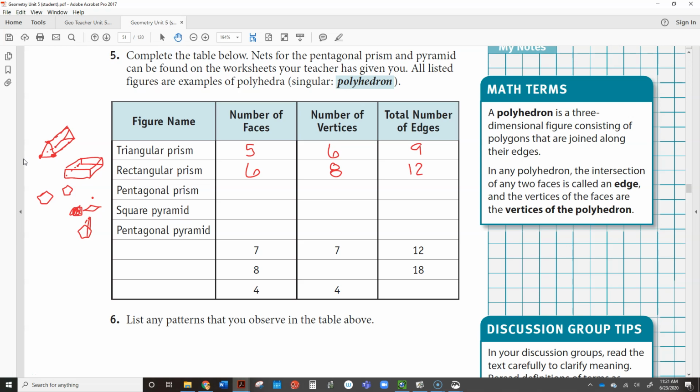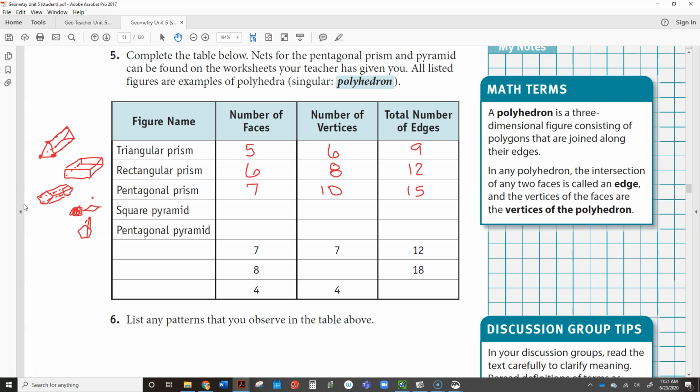Okay, a pentagonal prism. So for the total number of faces, I'm going to have 2 bases, and then I've got 5 sides that need to be connected. So 2 plus 5 is going to give me 7. The number of vertices, I've got 5 right here, and I've got 5 over there, so that'll be 10 vertices. The total number of edges, 1, 2, 3, 4, 5 edges, 6, 7, 8, 9, 10, and then I'm going to have 11, 12, 13, 14, 15.